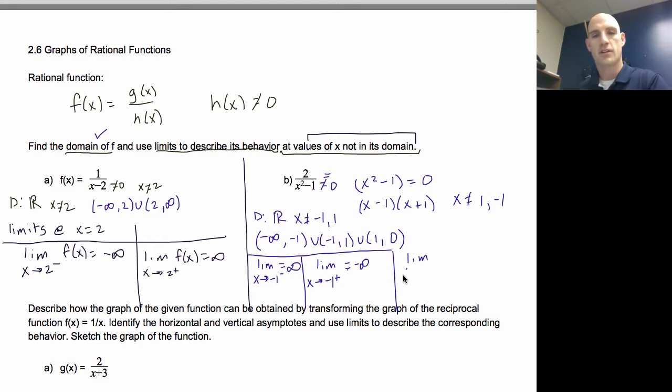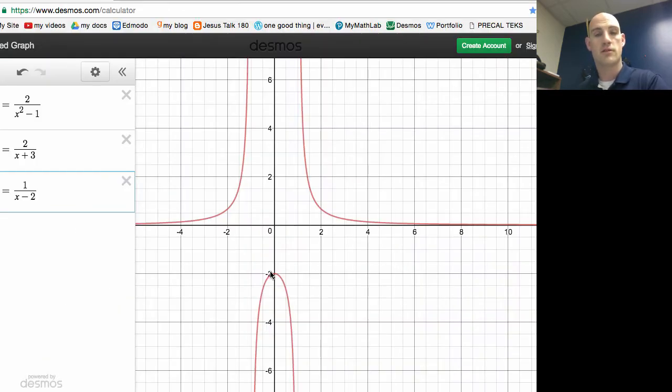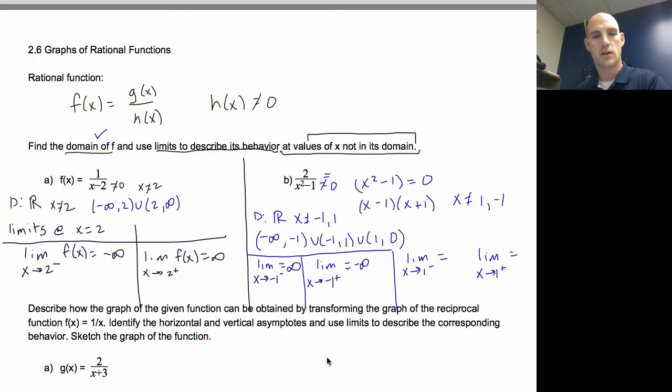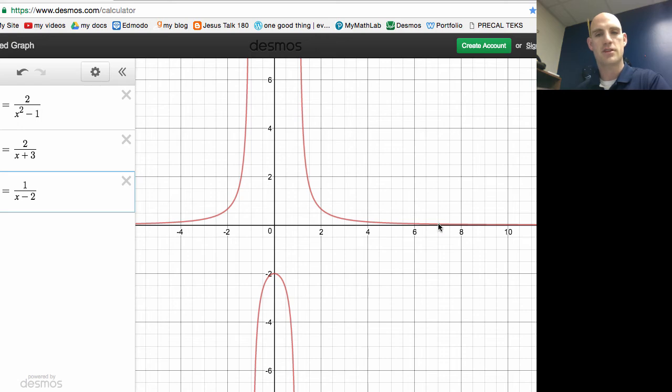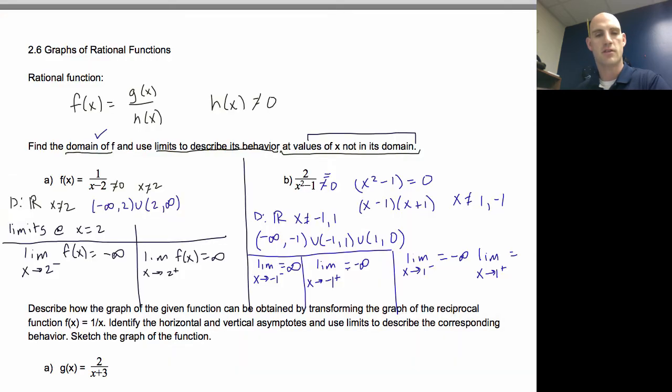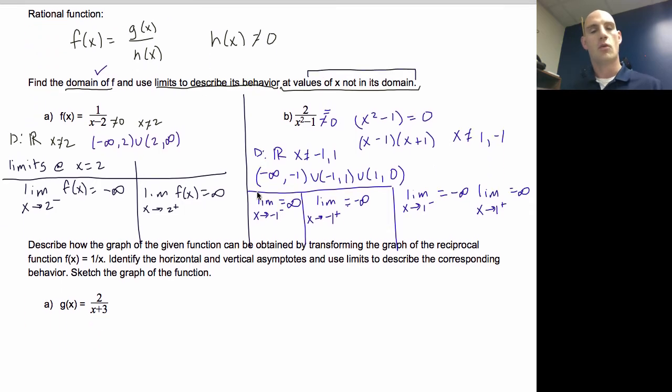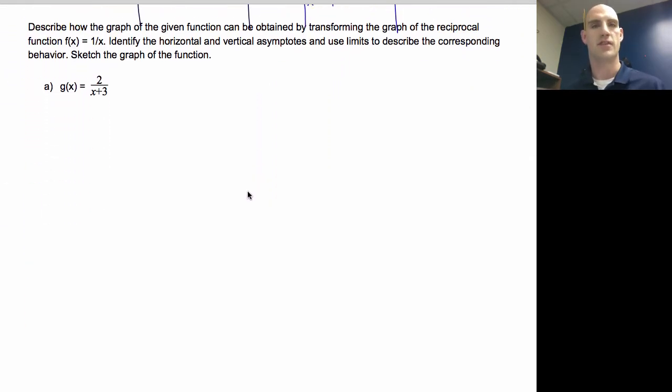The other ones are going to look like this: as x approaches 1 from the negative, and the limit as x approaches 1 from the positive. So let's check it out. As it approaches 1 from the negative side, it's going to be negative infinity. And the limit as it approaches from the positive side is going to be infinity. All right, so that's how that works for values not in the domain. We're kind of obsessing about limits in this section.